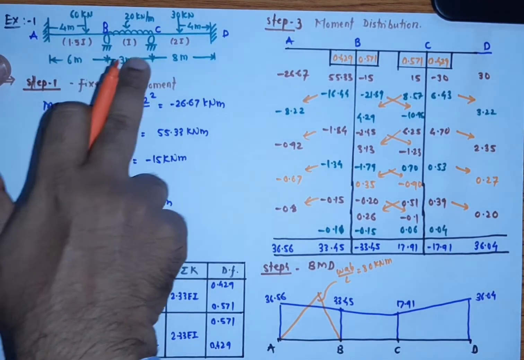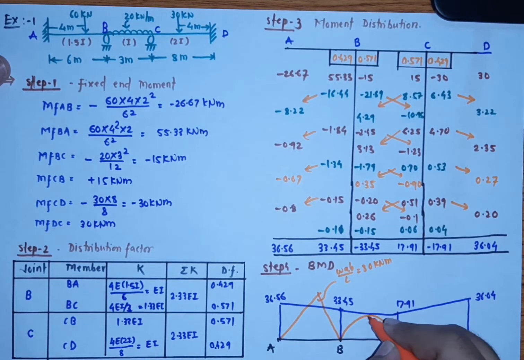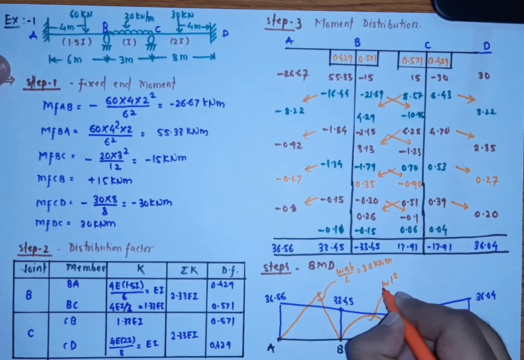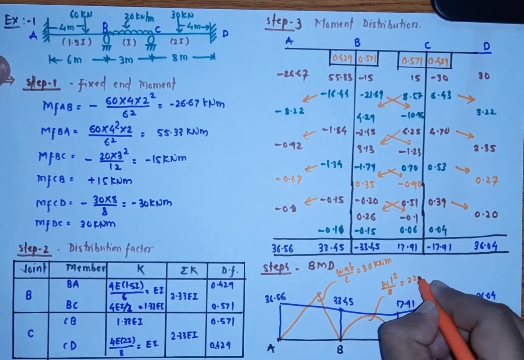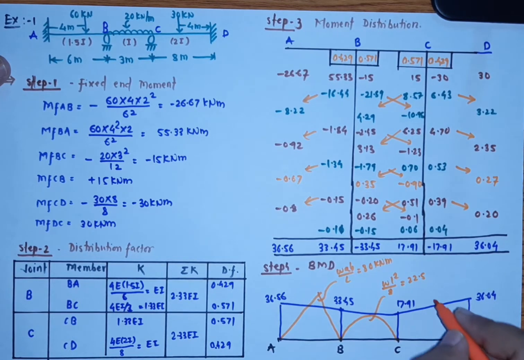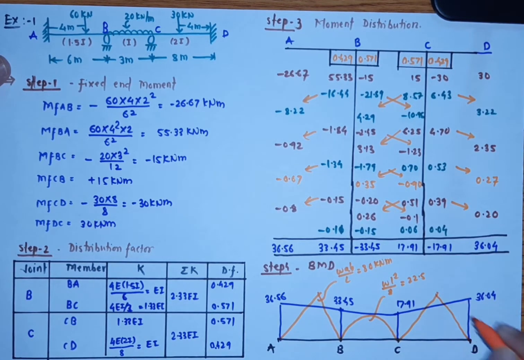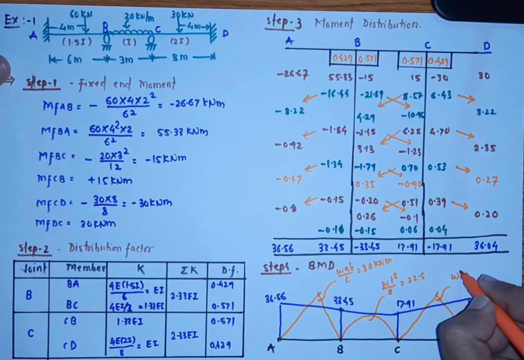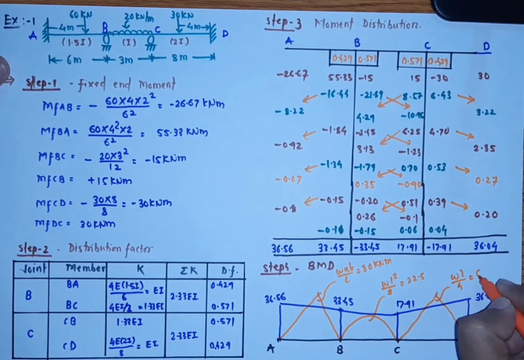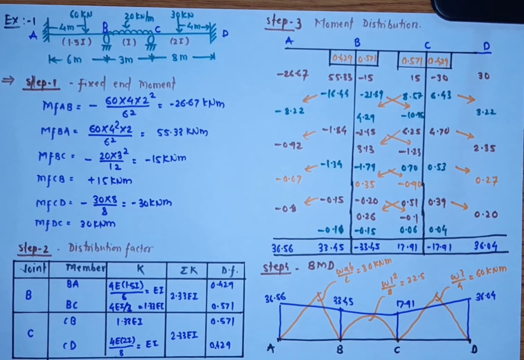For the next span, it is a UDL. It will be WL square by 8, and that value is 22.5, which will again be drawn below. So this can be written as WL square by 8. This is nothing but 22.5. And the last is a point load which is central, that is WL by 4. So this will be at the center and the value is 60 something. This is WL by 4. The value is 60 kilonewton meter, which completes your problem after drawing all these values and the bending moment diagram.